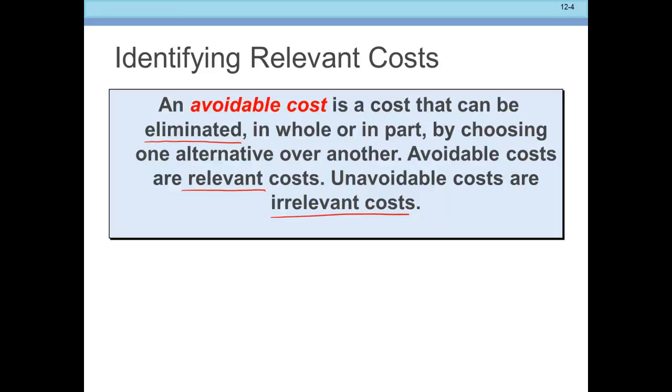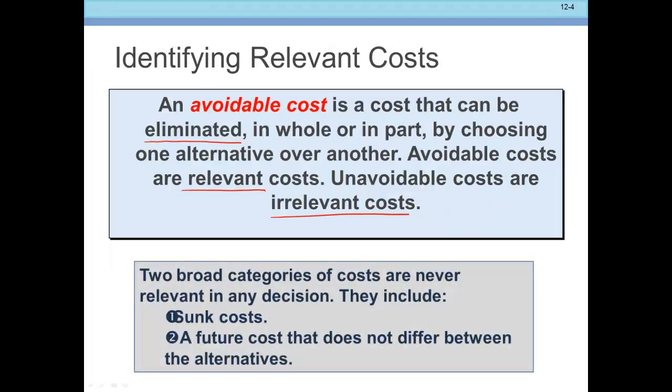There are two broad categories of costs that are never relevant in any decision. A sunk cost is a cost that has already been incurred and can't be avoided regardless of what a manager decides to do. And a future cost that does not differ between alternatives is never relevant in a decision.